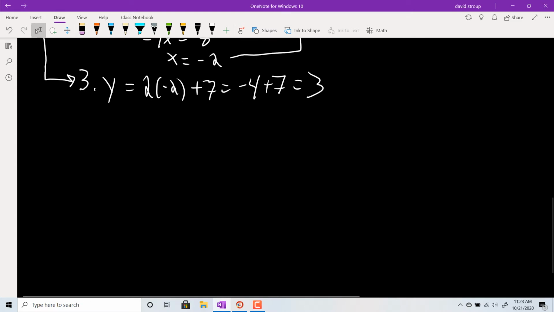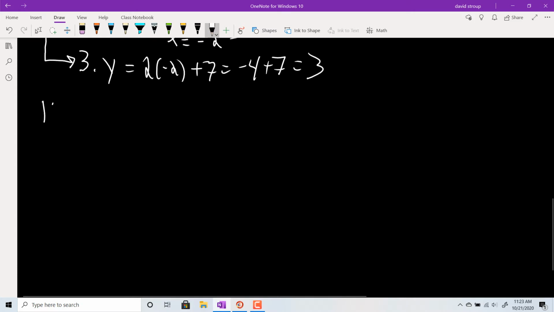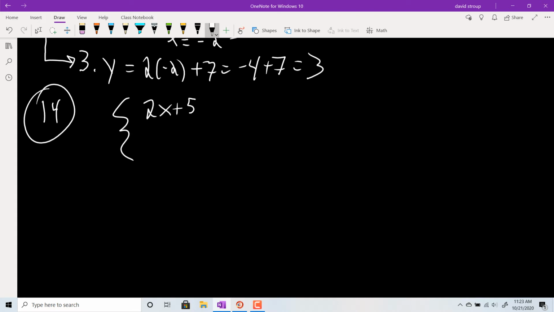Okay, let's look at some other variations on this problem. So let's try number 14. 2x plus 5y equals 1. And then negative x plus 6y is 8.